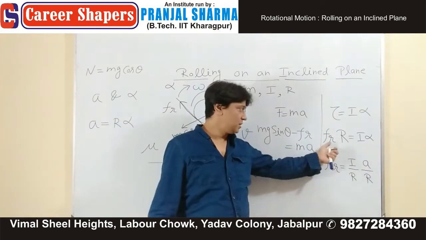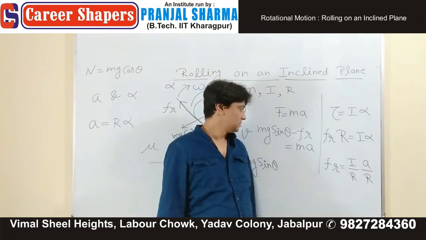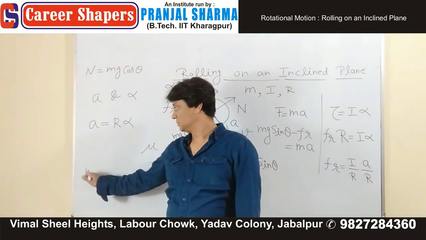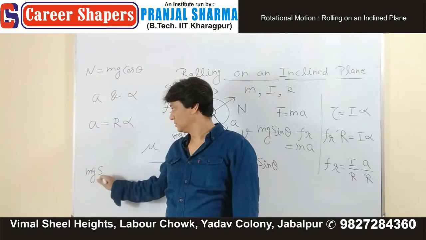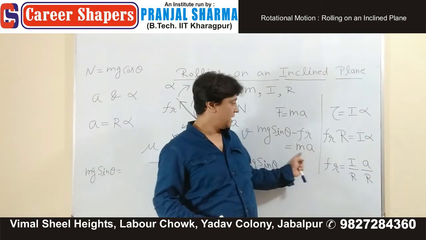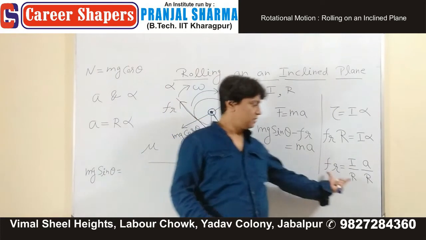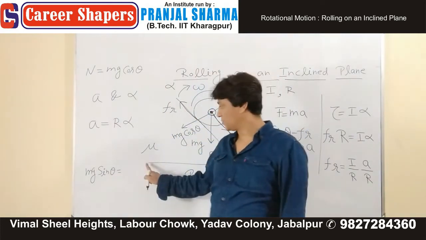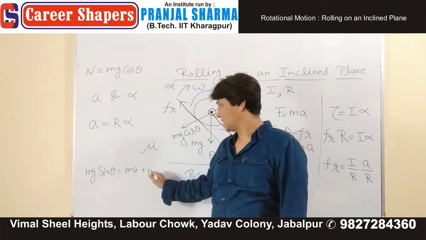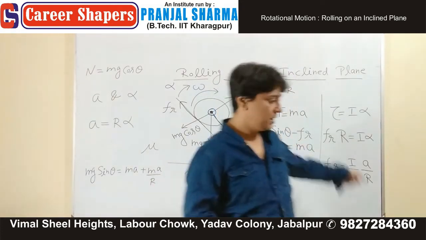So remember, we shifted this R into the denominator so that we can easily cancel this. Now when you add, on the left side you've got mg sin theta, and on the right side you've got what? ma plus this. We are adding this equation and this equation. On the right hand side you've got ma plus I a divided by r square.